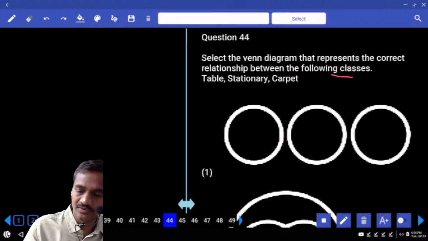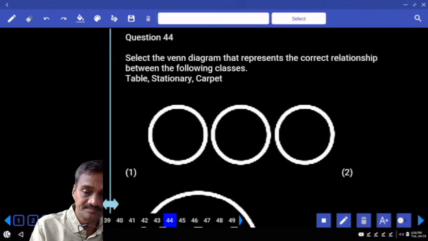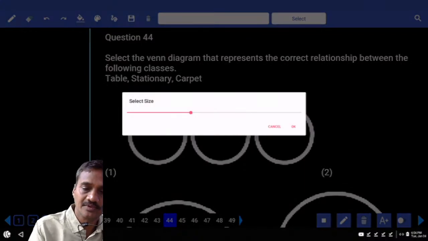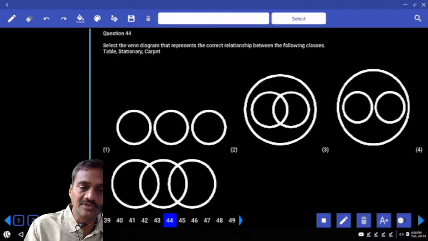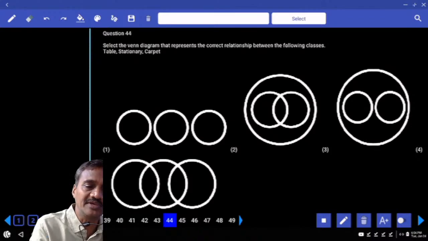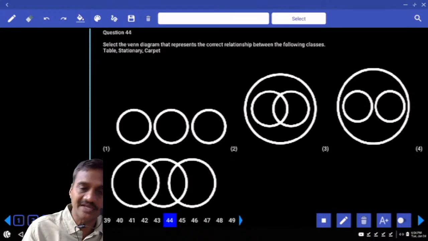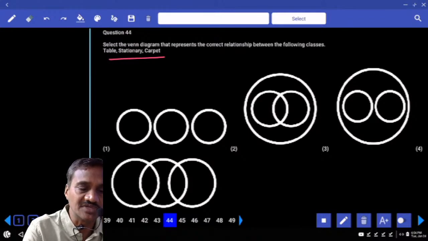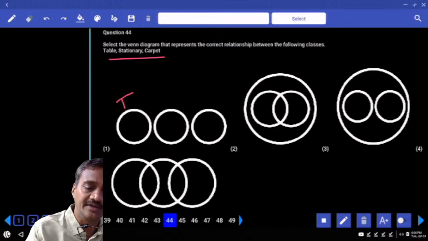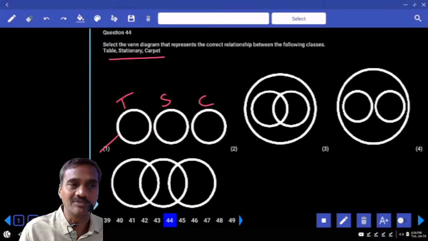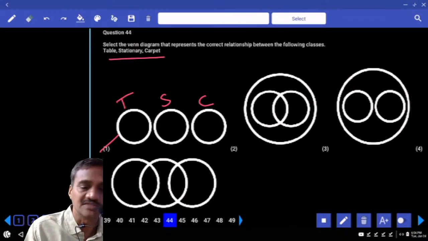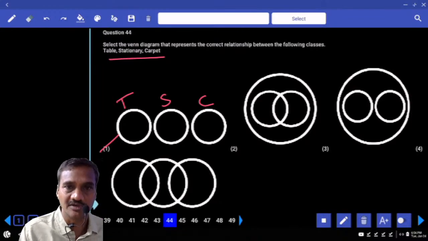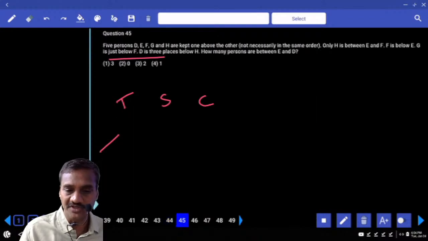Then 44, it is based on Venn diagram. Now in this Venn diagram, table, stationery and carpet. Now tell me, is there any intersection between these two? Is there any common between these two elements? Table is different, stationery is different, and carpet is different. And this is table and stationery and this is carpet. Choice 1 is the answer. And some tables cannot be stationery. Some stationery cannot be carpet. Right? 44 it is choice 1.